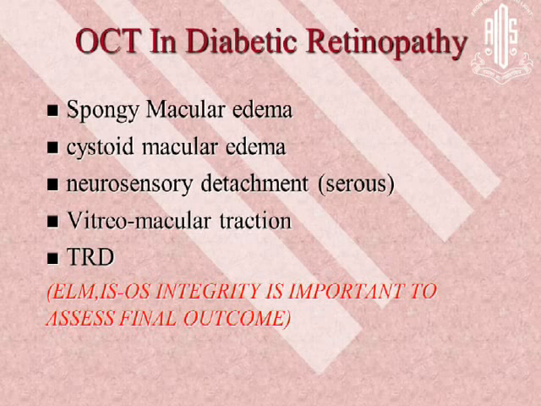There is a subsensory serous fluid collection, or it can be a vitreomacular traction or adherence or adhesion, or a taut posterior hyaloid and a tractional retinal detachment. These are the patterns we need. But with spectral domain OCT, we know the importance of external limiting membrane and ISOS integrity is very important to assess the final visual outcome post-treatment.